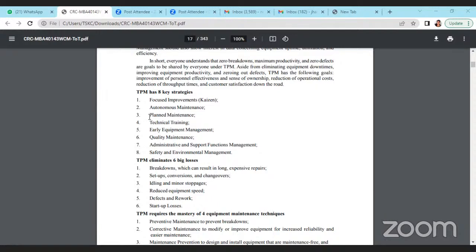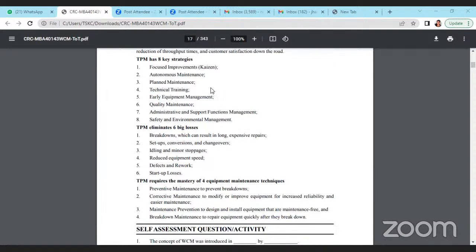And by following these strategies, we can eliminate these 6 big losses. If you are following these 8 key strategies, we can eliminate these 6 big losses. They are breakdowns, which can result in long, expensive repairs, and setups, conversions and changeovers.